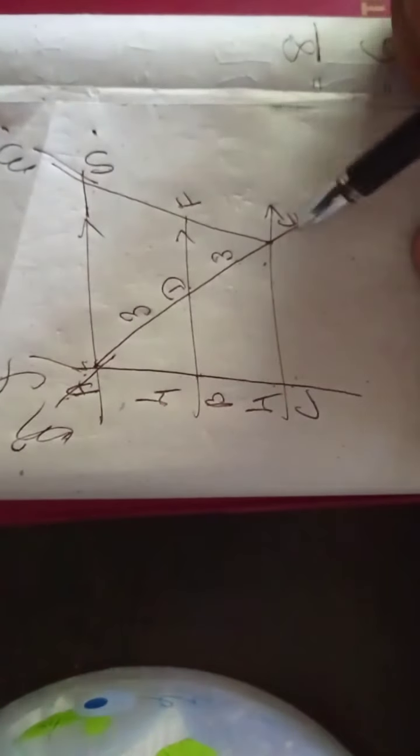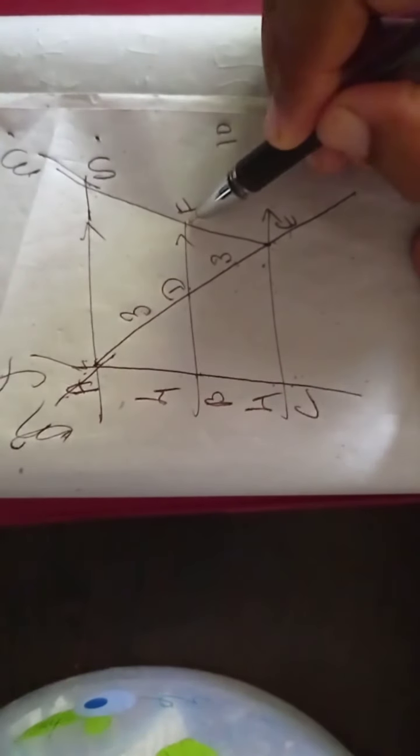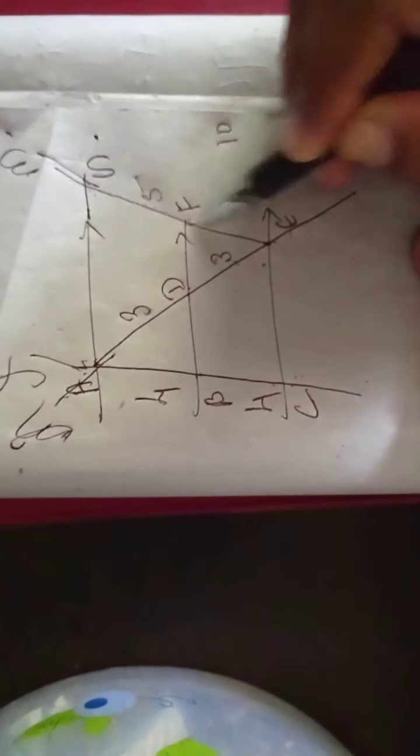Suppose the total length GE is 10. Can you say what is GF? 5. And this is also 5. All these 3 questions by which property? By intercept theorem. Then 2 more parts. Listen.